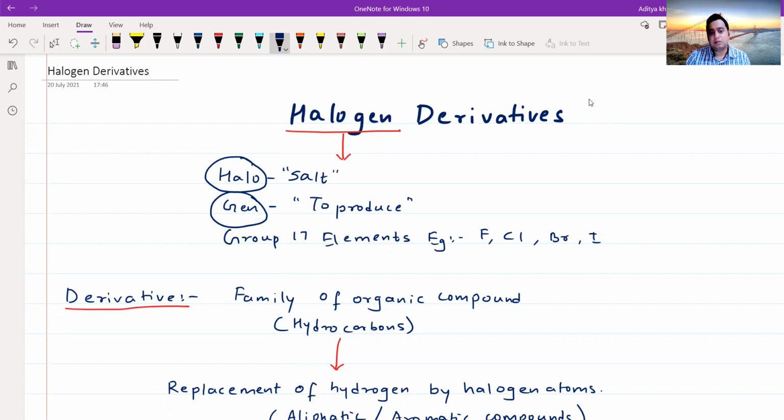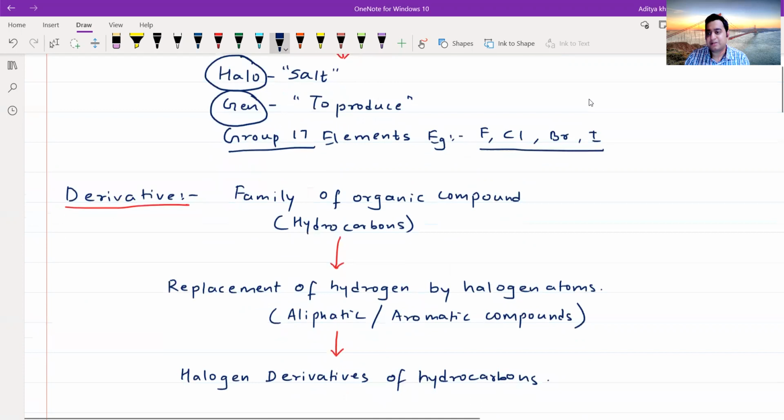And they are placed in the periodic table in group 17. You can see a few examples of halogen: fluorine, chlorine, bromine, iodine. They are called halogen atoms. And in this chapter, we are going to talk about halogen derivatives. But what do you mean by derivatives? So actually, derivatives are also a family of compounds, organic compounds, but they are derived from hydrocarbons.